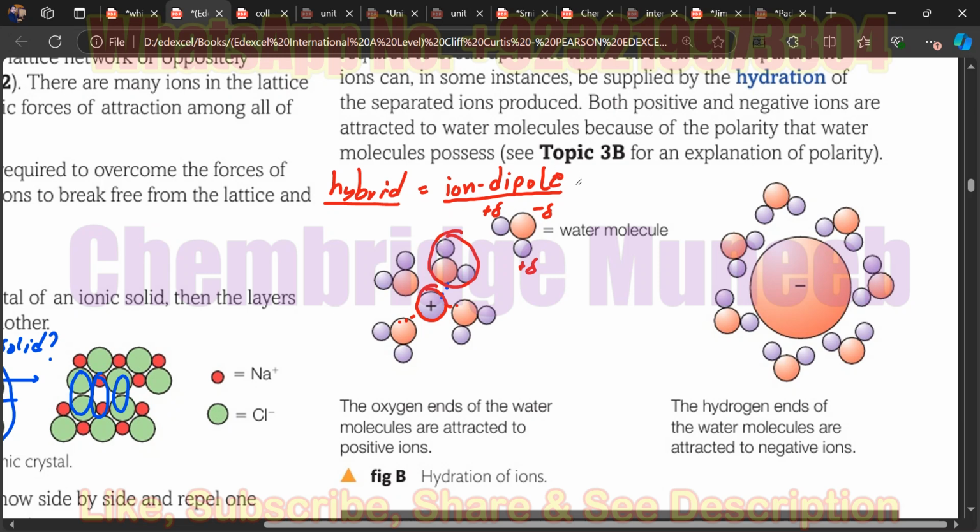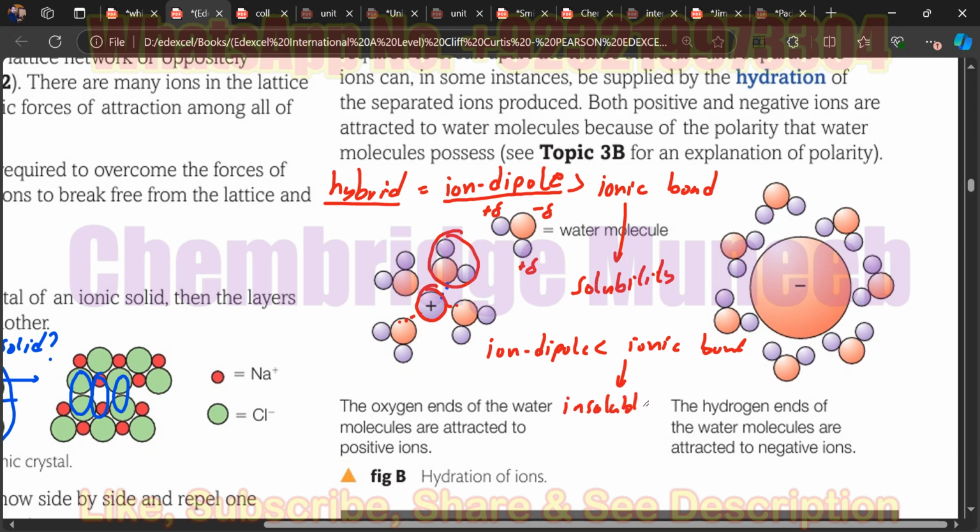Now if this ion dipole force is much stronger than the ionic bond within the ionic compound, then there will be solubility. The ionic compound could be dissolved in the water, but if the ion dipole force is not strong enough to break the ionic bond, then it will be insoluble. Clear?